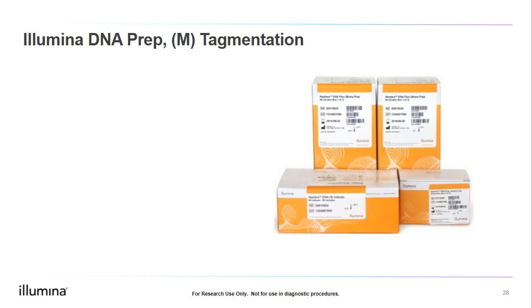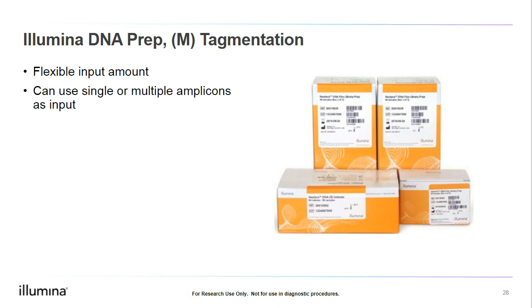The Illumina DNA prep kit allows for flexibility for the amount of input material. Similar to Nextera XT, single or multiple amplicons can be used. Illumina DNA prep can be used with amplicons 150 base pairs and larger. As with Nextera XT, we recommend adding an additional 50 base pairs to either side of the region of interest.